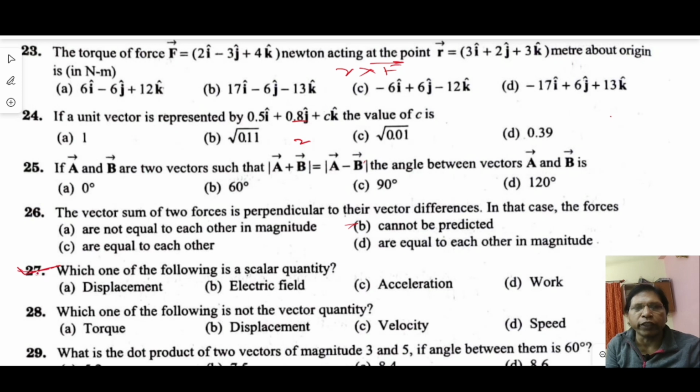Now question number 27. Which one of the following is a scalar quantity? Displacement is a vector quantity, electric field is a vector quantity, acceleration is a vector quantity, only work is the scalar quantity. Okay, now question number 28. Which one of the following is not a vector quantity? Here torque is a vector quantity, displacement is also a vector quantity, velocity is also a vector quantity, speed is a scalar quantity. So this is the correct option.